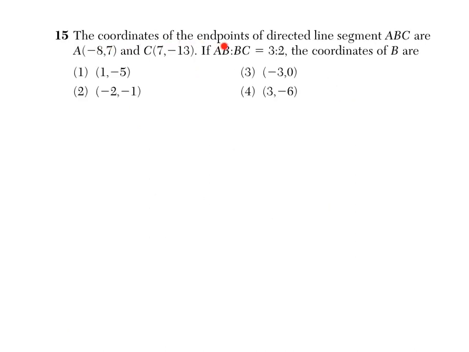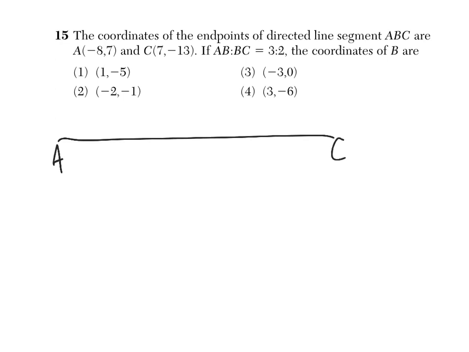Question number 15, it says the coordinates of the endpoints of the directed line segment ABC are A, negative 8, 7, C, 7, negative 13. And if AB to BC is a 3:2 ratio, what are the coordinates of B? That's what we're going to need to figure out right now. I'm going to sort of sketch this out. I know that we've got A here. I know that we've got C here because those are the endpoints.